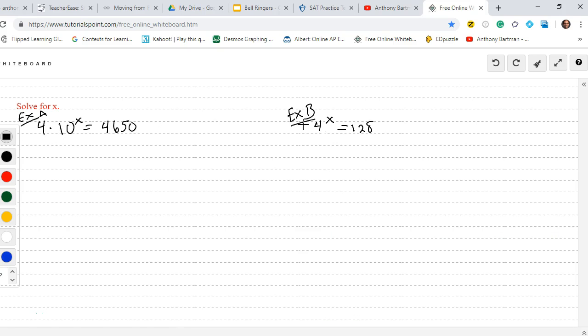Here are a couple of extra examples just to go through and try. That might help you with some of the questions on the assignment that you have, and then we'll get to example C that's on the top of your paper in just a second. But first, let's go through and do this one. So what we're going to do is we're going to solve for x.